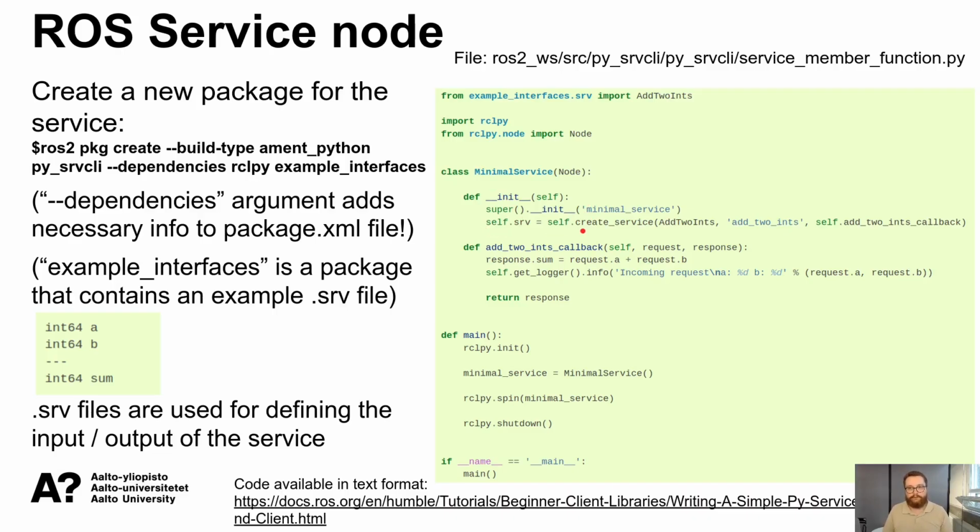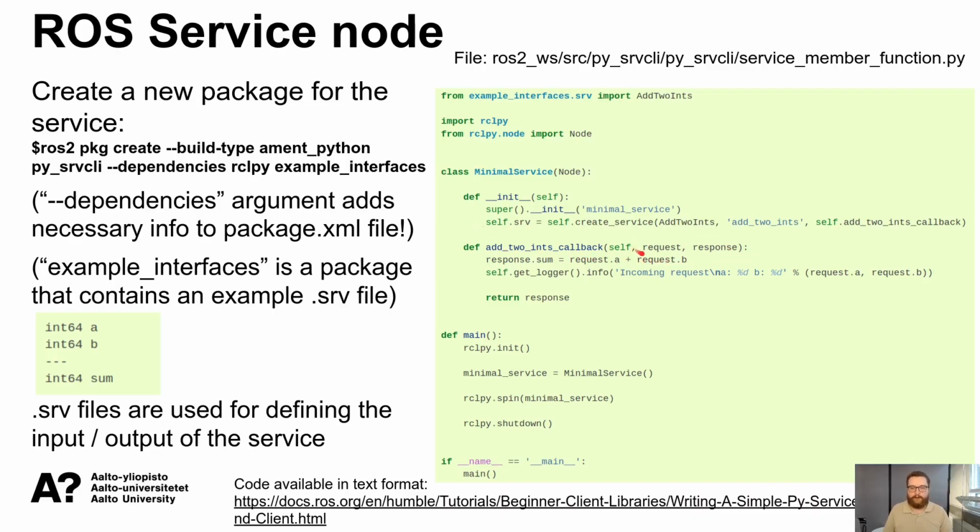Very similar to what we were doing with publisher and subscriber. We are using this inherited method create service. We are defining the service interface, defining the inputs and outputs. We are giving a name for the service, and we are defining the callback function. So the callback being what happens when someone calls this service. And then basically the definition of this callback is here.